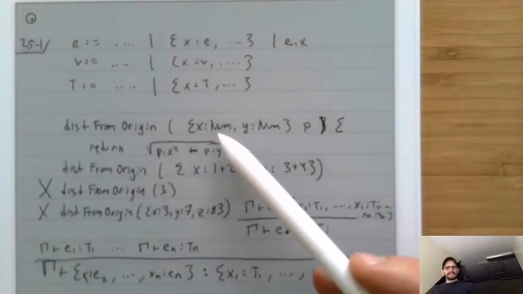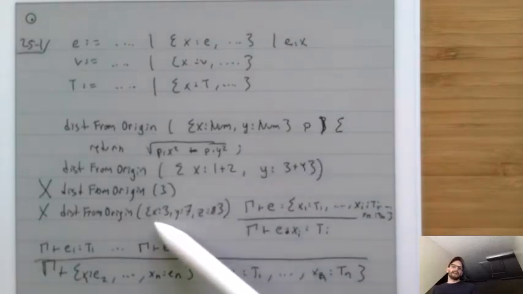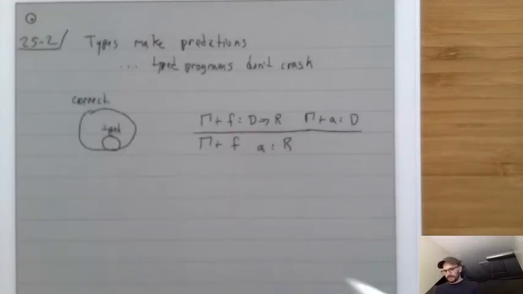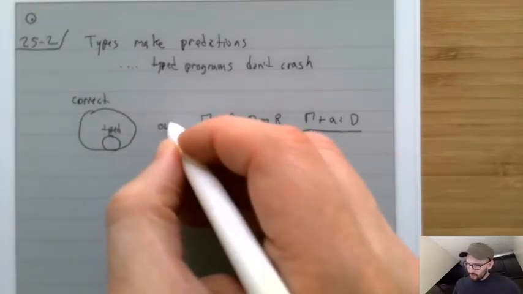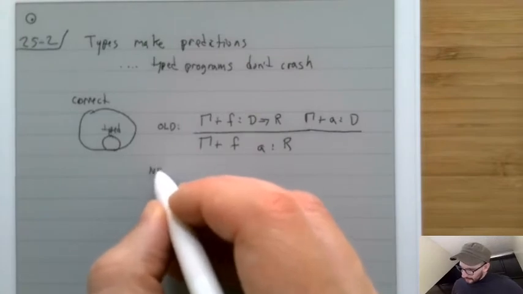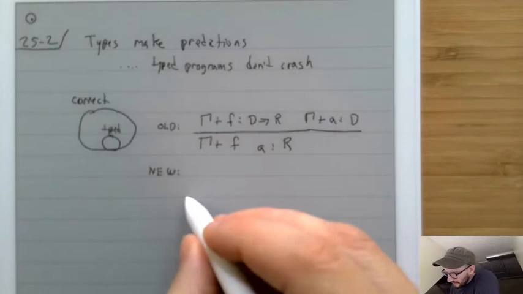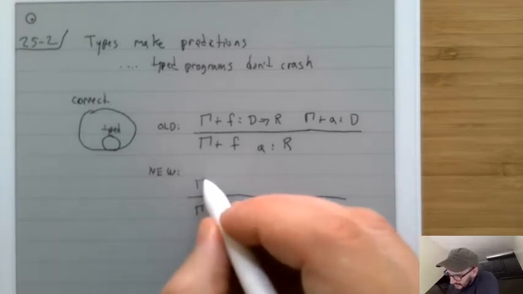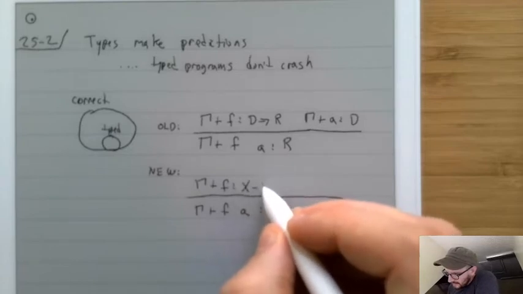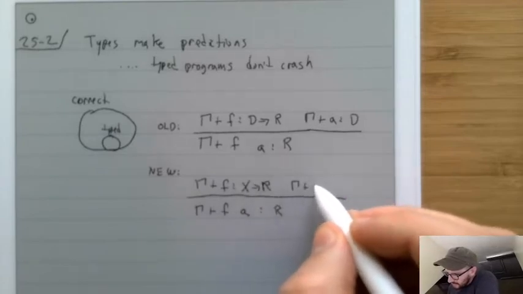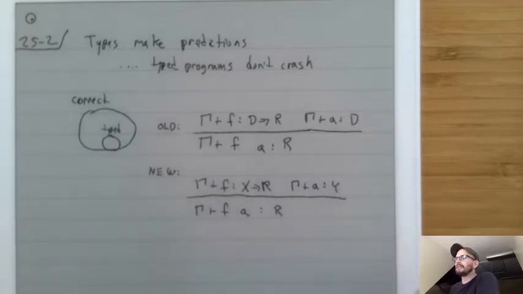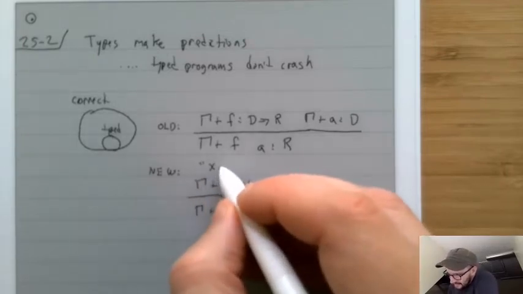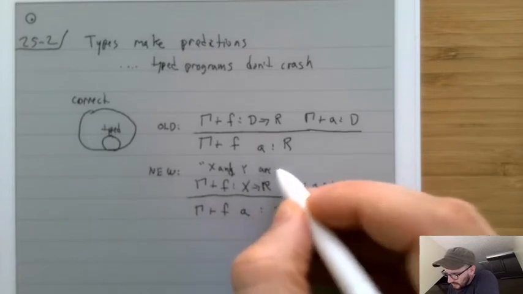And so, something that has an X number and a Y number is not equal to something that has an X number, a Y number, and a Z number. So that is the problem right there, saying that they have to be equal. So instead of saying that they have to be equal, we can change this to the following. This is our old rule. So we can make a new rule. Our new rule is going to say that gamma proves that F applied to A has type R if gamma proves that F goes from X to R, and gamma proves that A is a Y, and we're going to say that X and Y are compatible.